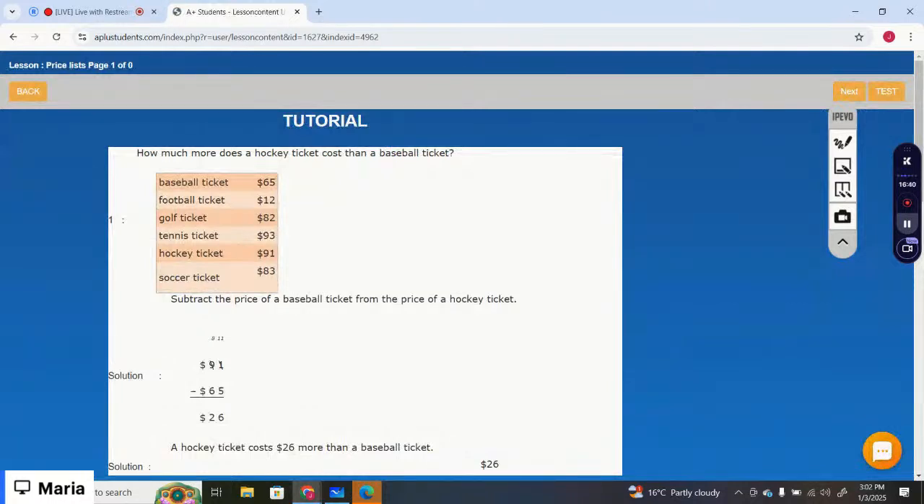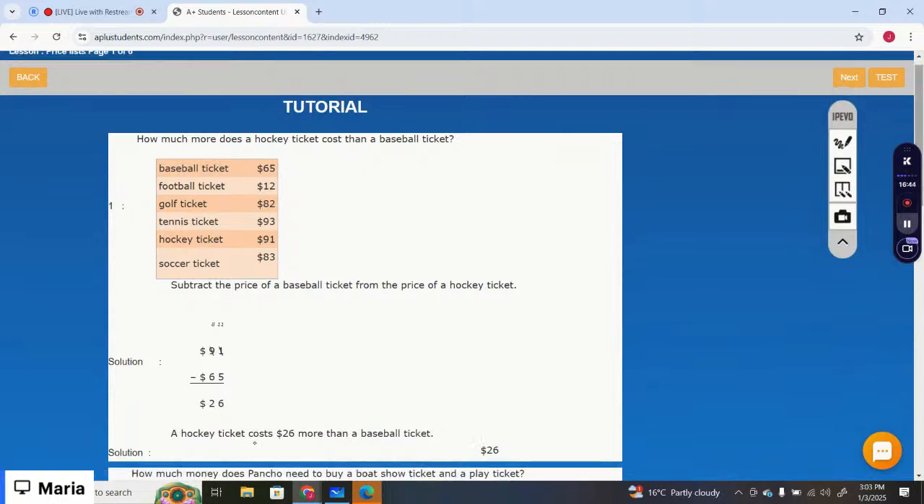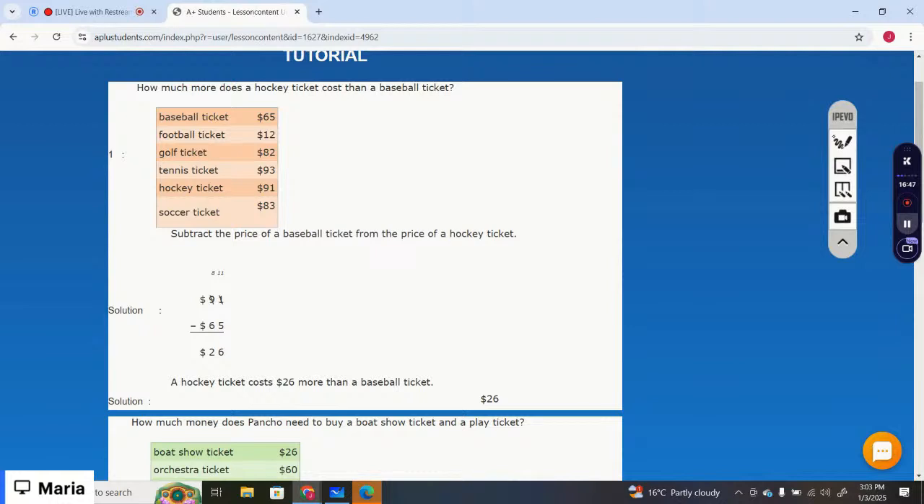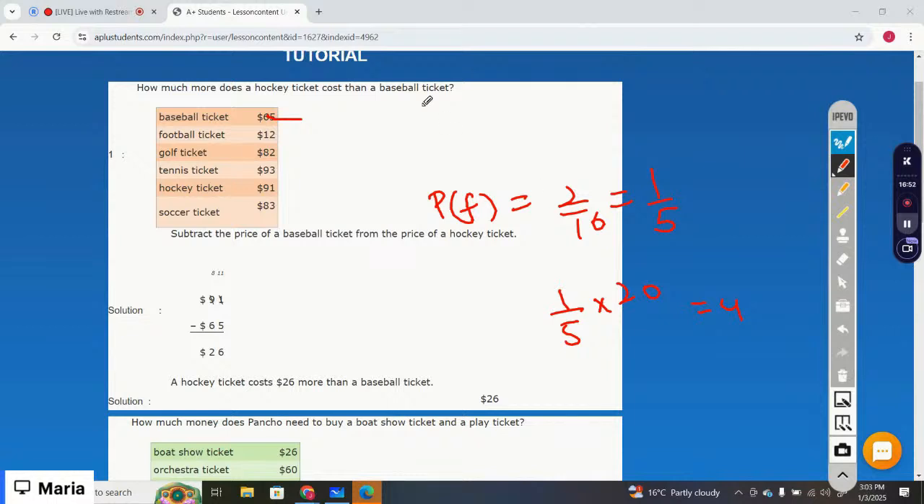How much more does a hockey ticket cost than a baseball ticket? So you are given the list of the prices of the tickets. The baseball ticket is $65 and the hockey ticket is $91. You have to see how much more the hockey ticket costs than the baseball ticket. So you have to do 91 minus 65, right? So 91 minus 65 is $26. That means the hockey ticket costs $26 more than the baseball ticket. That is $26.